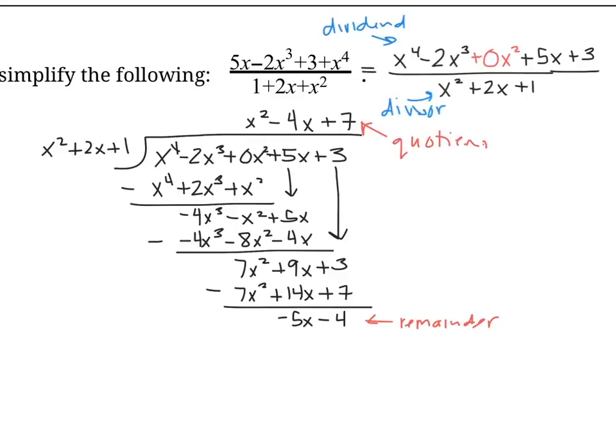So now try using the equivalent equations that we came up with on our first page to relate the dividend, divisor, quotient, and remainder together, and try to write it in two different ways. Check back in the video to make sure you've got it right.